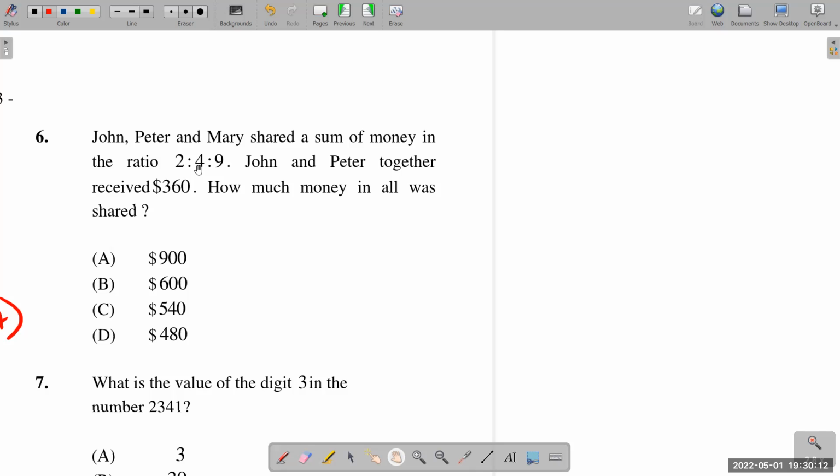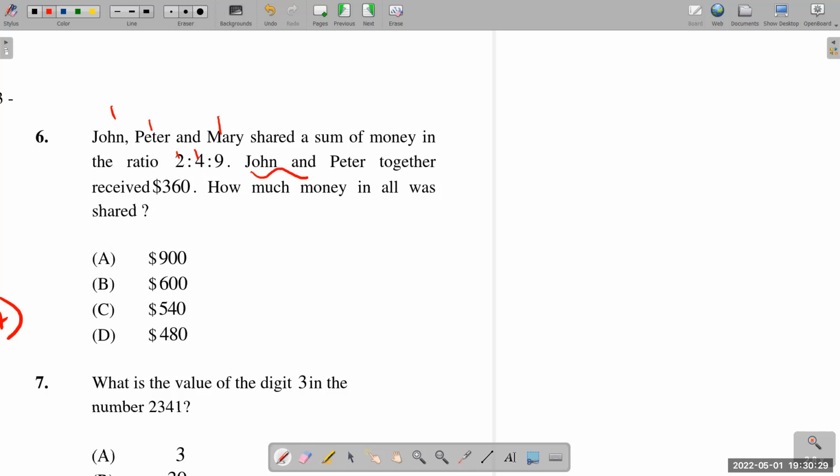How many shares does Peter get, guys? Excellent, thank you. 4. So you're going in order. John is the first one, so John is the first share. Peter is the second one, Peter is the second share. Mary accordingly.